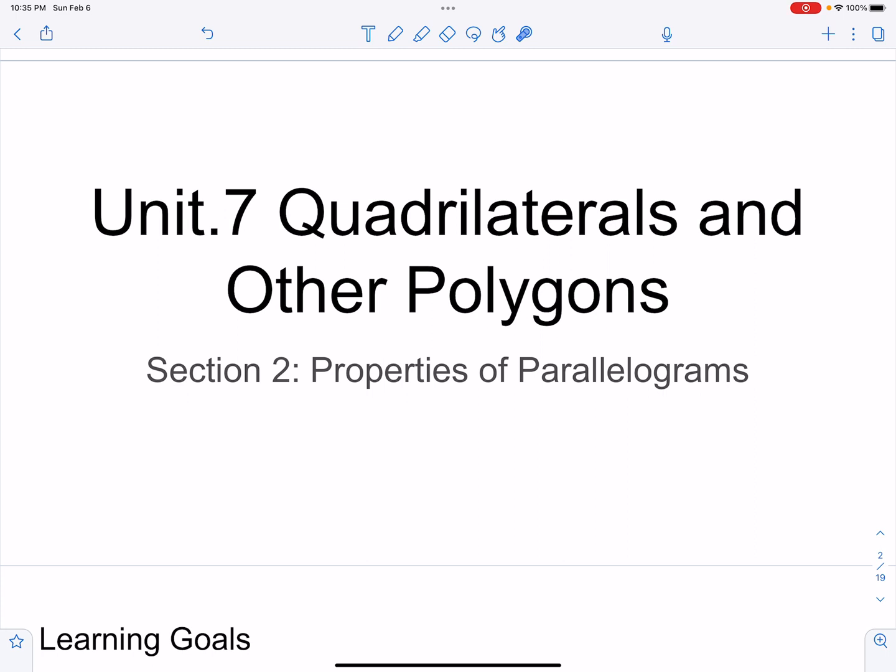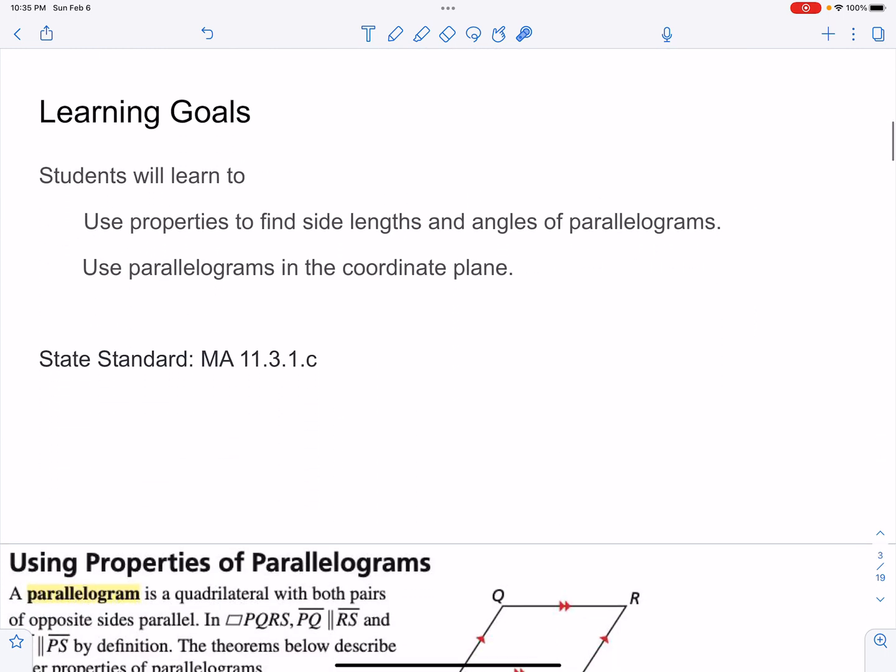Again, make sure you pause to get your theorems down, your pictures down, get really good notes down. That way, if we can use those on a quiz, we are ready for them. So the two big things, we're going to use properties to find side lengths and angles of parallelograms, and then we'll use some properties of parallelograms in the coordinate plane.